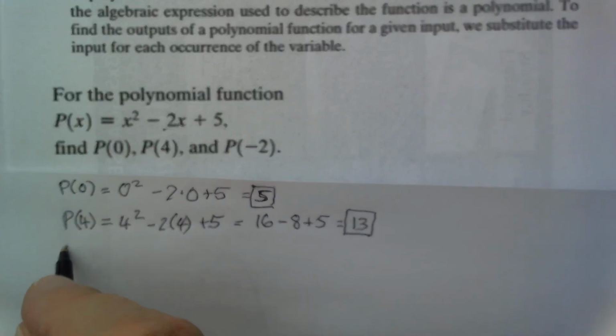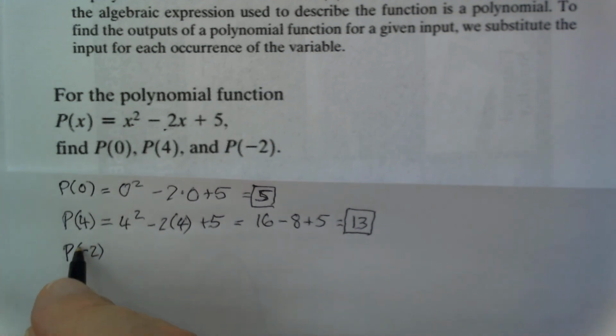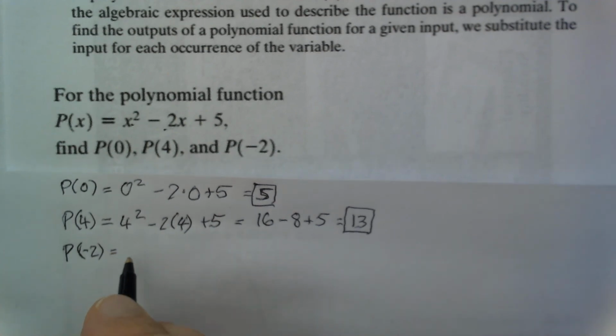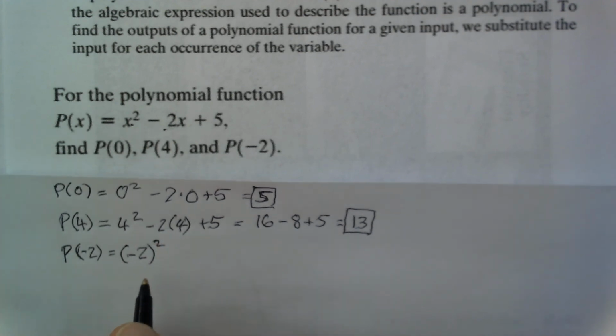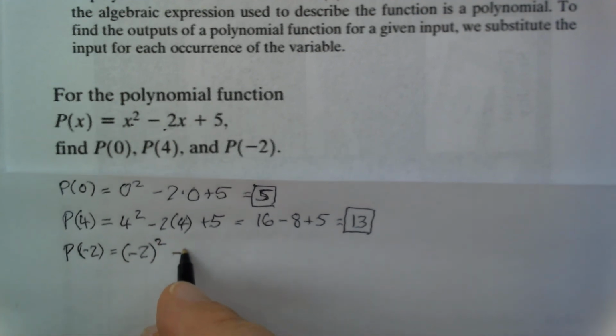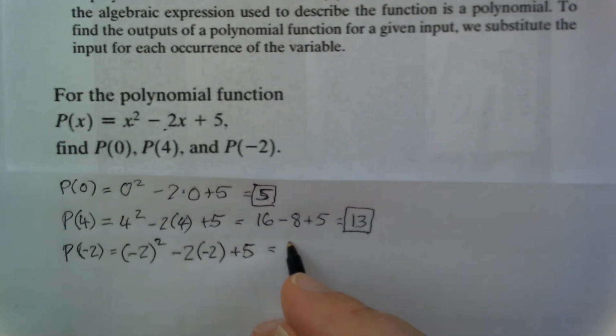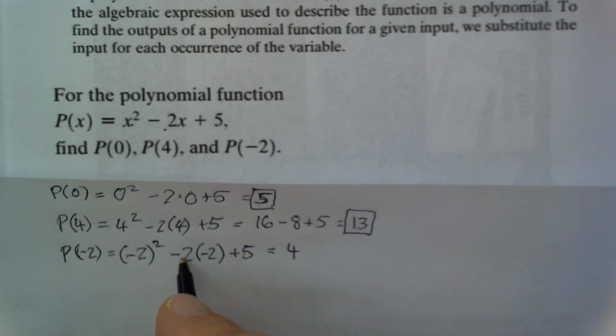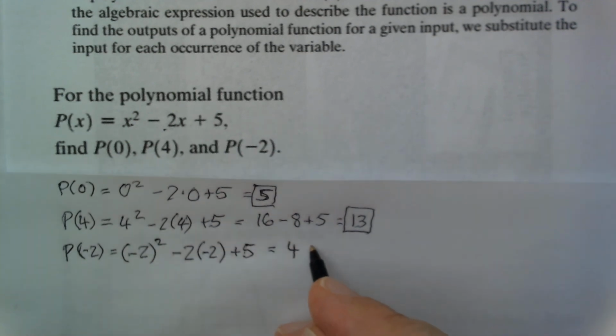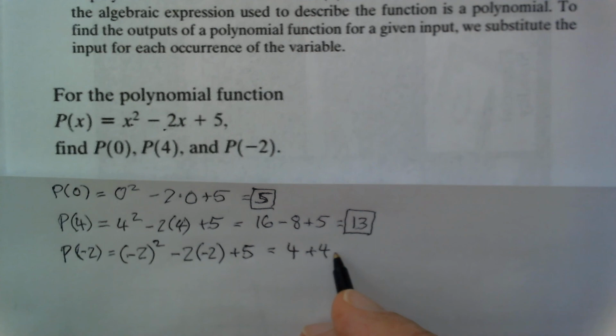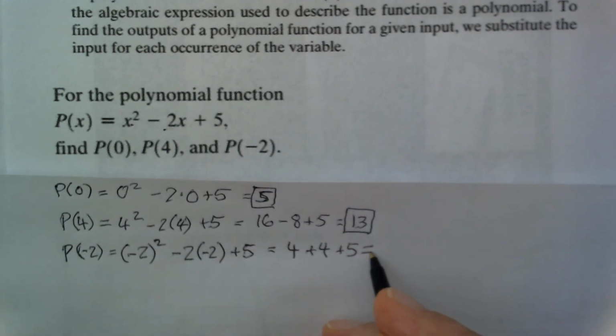And p of minus 2, now you have to be very, very careful what happens with the minus sign. So it means minus 2 raised to the 2nd power minus 2 times minus 2 plus 5. Now minus 2 to the 2nd power means minus 2 times minus 2, which is equal to positive 4. And minus 2 times minus 2 is another positive 4 plus 5. That's equal to 13.